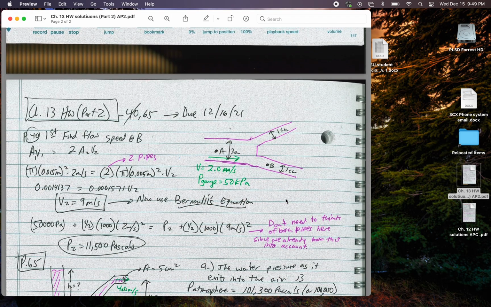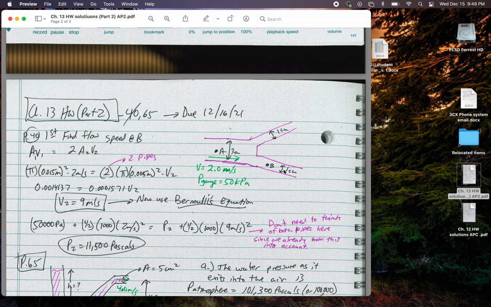This one I mentioned was like a top view. So you've got kind of water. It's a 3 centimeter diameter water line or pipe. It splits into 2 1 centimeter diameter pipes. Here you're looking at it as a top view. So at point A, the speed was 2 meters per second. You're trying to figure out the gauge pressure here. The gauge pressure here was 50,000 pascals, 50 kPa.